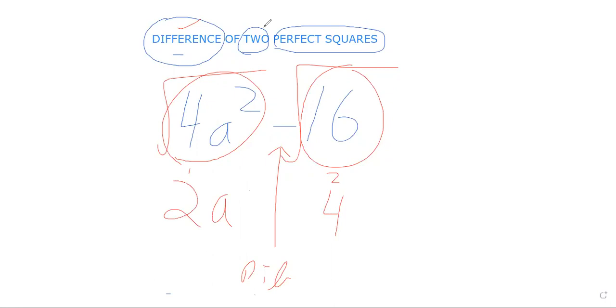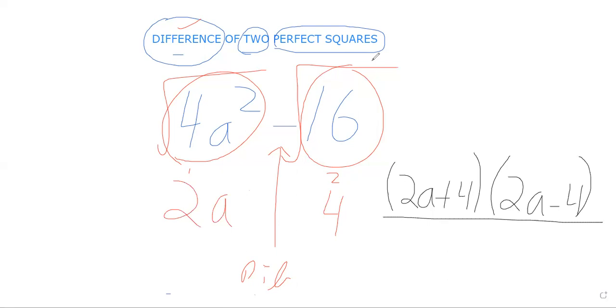Now to get the actual answer, which is the easy part: one bracket has the two square roots added together, and the next bracket has the same two, but subtracted. And that is it. The difference of two perfect squares looks exactly the same: a subtract sign between two perfect squares. The first thing to do is square root both of them, then find what the square roots are. The actual answer will be one bracket where you add them together, and the next bracket where you subtract them.